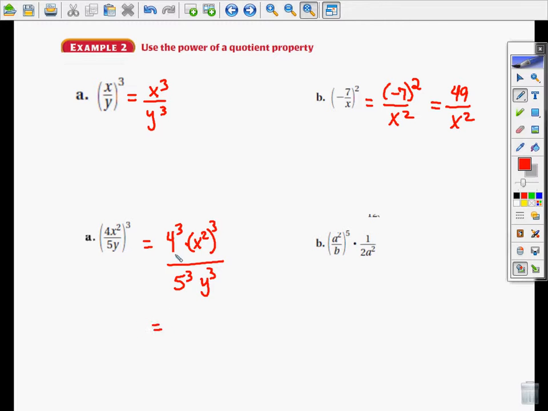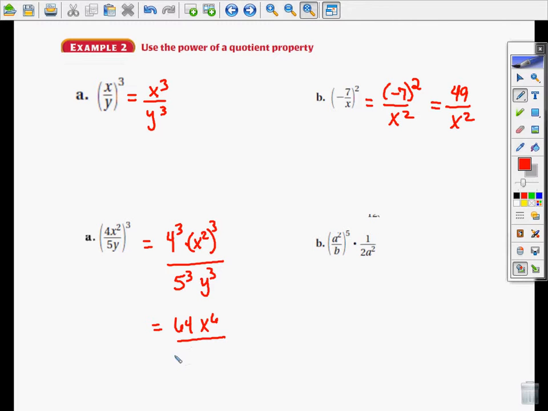Now I need to simplify this. 4 to the 3rd is 4 times 4 times 4, so that's 64. X to the 2nd to the 3rd, I have the power of a power, so I multiply these, so that's x to the 6th.